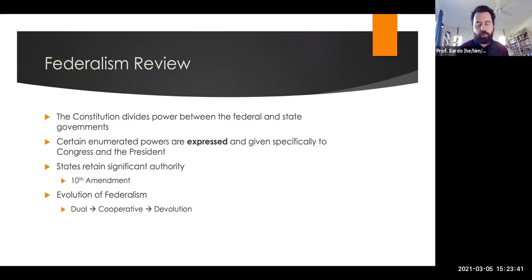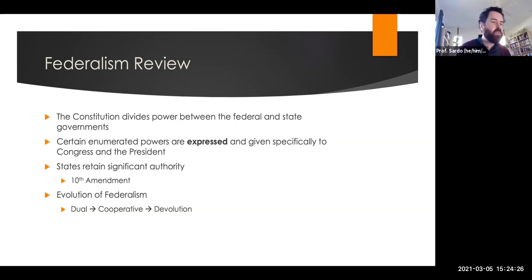So, as a quick review from the questions of federalism, remember the Constitution divides power between the federal and state governments. Certain enumerated powers are expressed and given specifically to Congress and the president, yet the states retain significant authority. Under the 10th Amendment, they reserve all non-enumerated powers to the states or to the people. So the states have the power to establish local governments and determine the structure, function, and responsibilities of these governments. They have sovereignty over counties, municipalities, school, and other districts. Member states also have the power to ratify amendments to the Constitution, so they have significant authority.